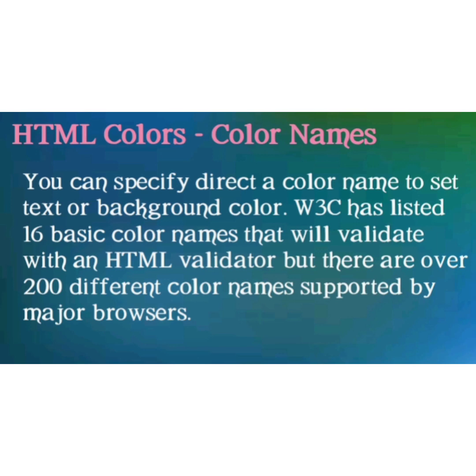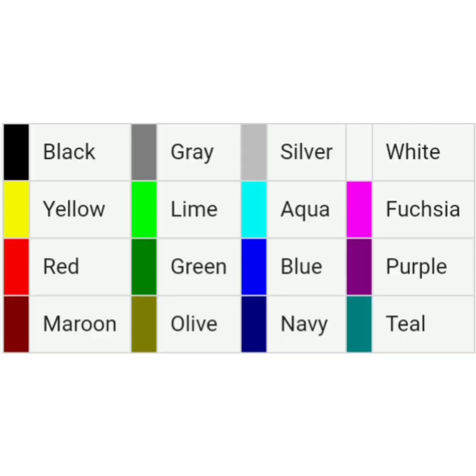HTML colors, color names. You can specify a color name directly to set text or background color. W3C has listed 16 basic color names that will validate with an HTML validator. But there are over 200 different color names supported by major browsers. These 16 colors are W3C's colors, which can be directly specified in the CSS property.